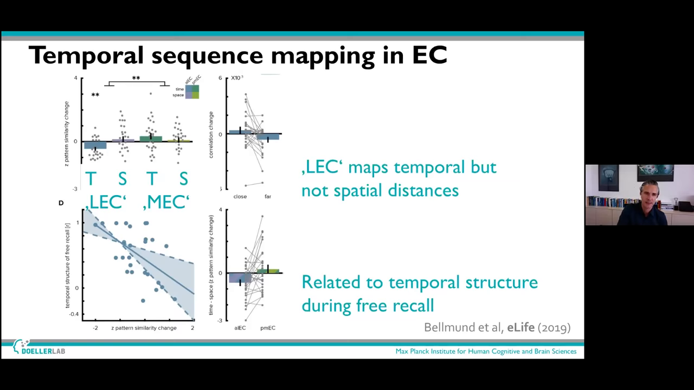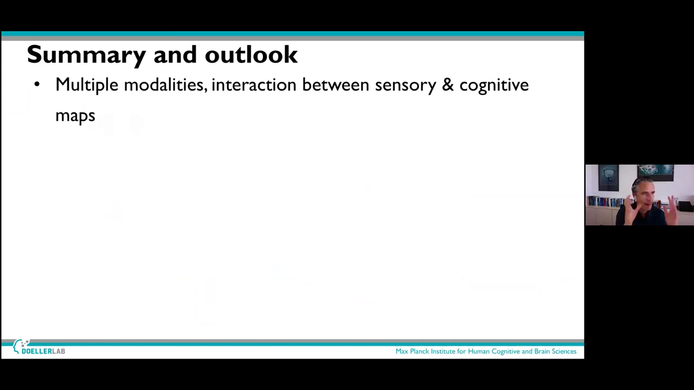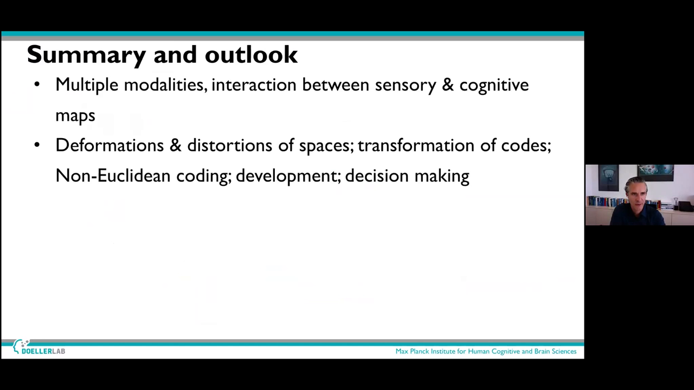So let me briefly summarize and wrap up, or basically present a bit of an outlook. We are super excited about these different types of cognitive maps, cognitive spaces, and we want to investigate them also in different modalities and look at interactions between sensory and these more cognitive representations. We think that, like in the rodent electrophysiology, deformations and distortions to these spaces might be a really interesting window in understanding how they are represented.